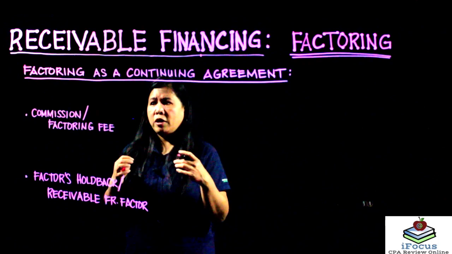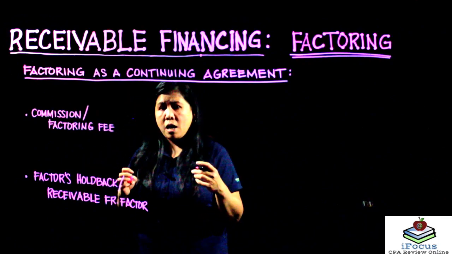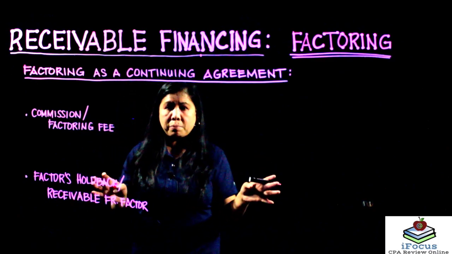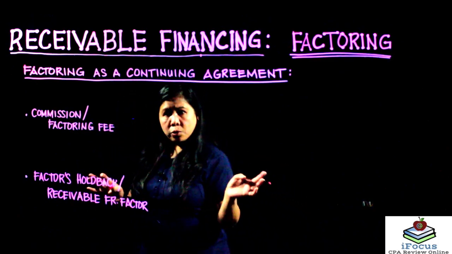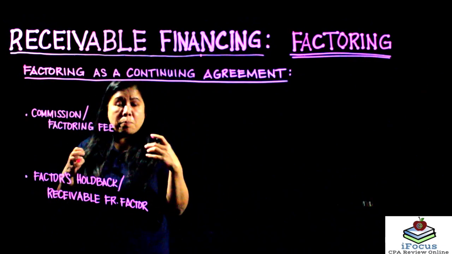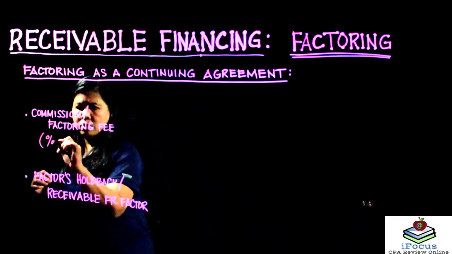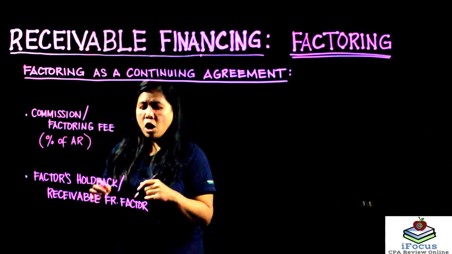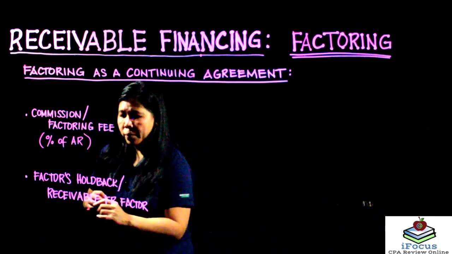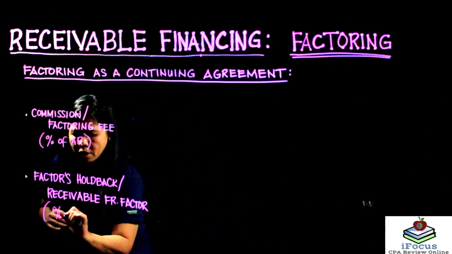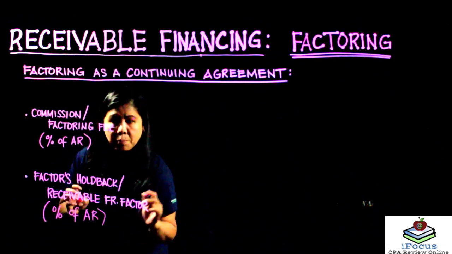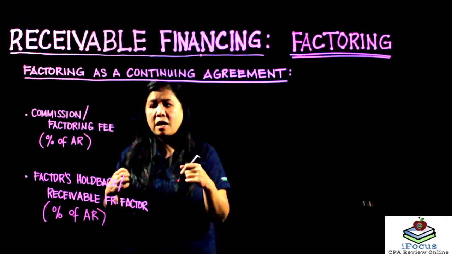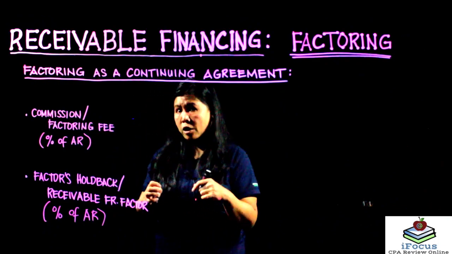Paano natin nakakalculate ang commissions or factoring fee? This is usually given as a percentage of your accounts receivable factored. So, nakocompute natin ito sa given na percentage sa problem. Alright? Ganun din dito sa ating factor's holdback or receivable from factor. Okay? A percentage of the accounts receivable. Diyan natin nakakalculate kung magkano ang ating factor's holdback.